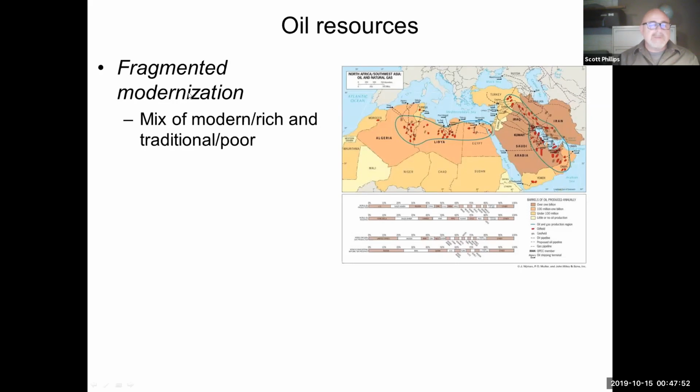So what I'm describing here is called in the book fragmented modernization. This is where you have a mix of modern and rich and traditional and poor, and oil helps to drive a lot of these patterns of fragmented modernization.